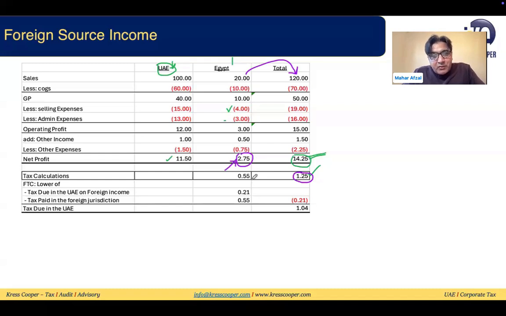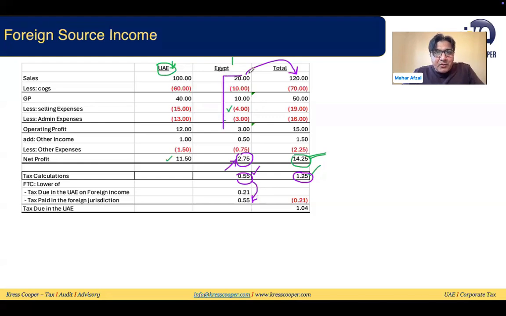So how much tax have they paid outside the UAE? Assuming my tax rate in Egypt is 20%. So 2.75 multiplied by 20%, that is 0.55 million. This is the tax that they have already paid outside the UAE. Now the UAE law says 9% of your taxable income pertaining to the foreign jurisdiction, you can claim a maximum up to that. This is important.